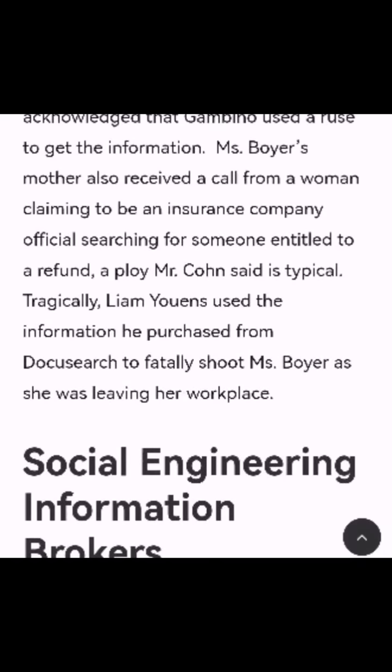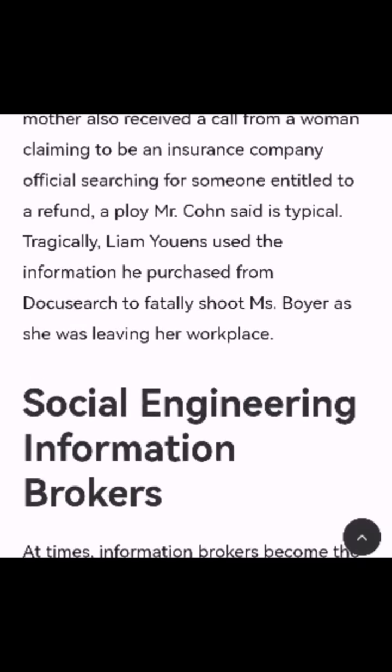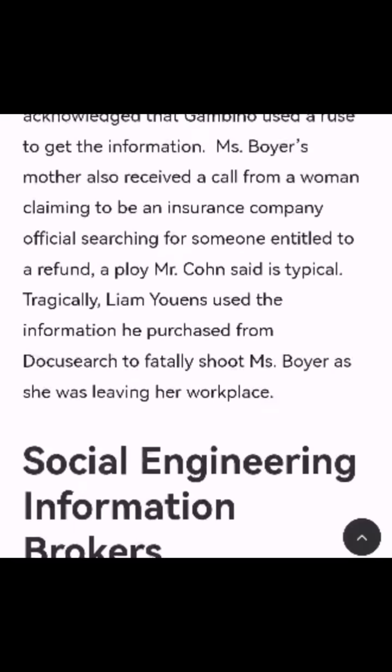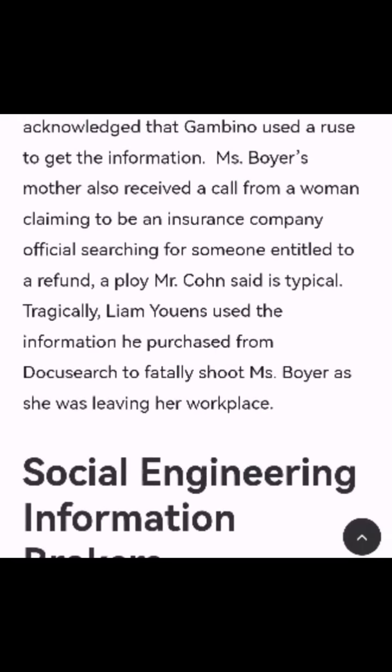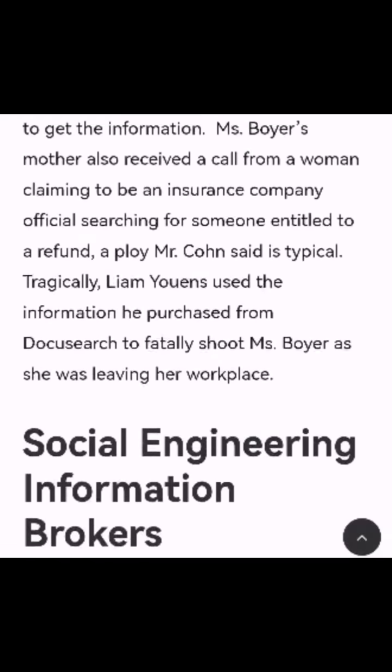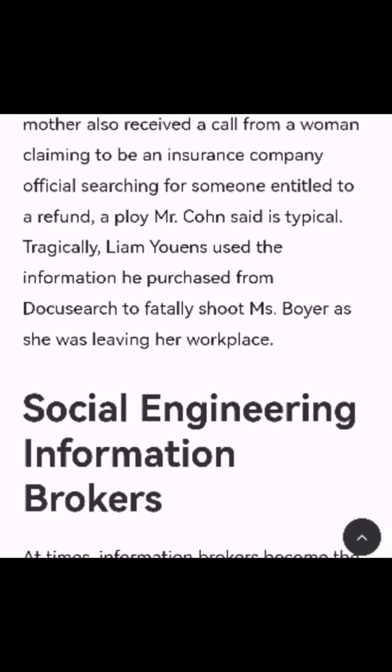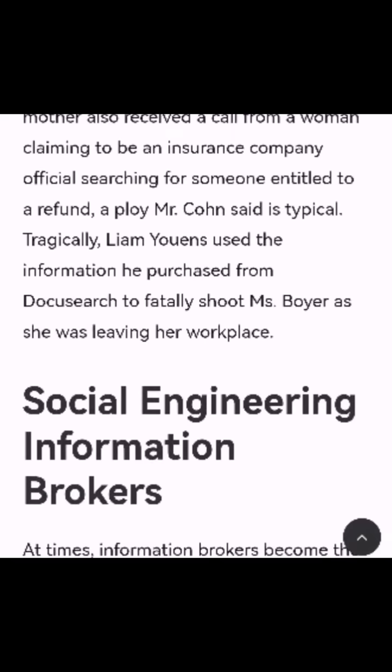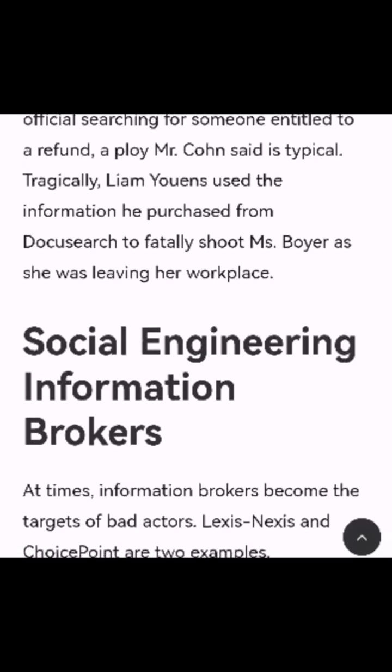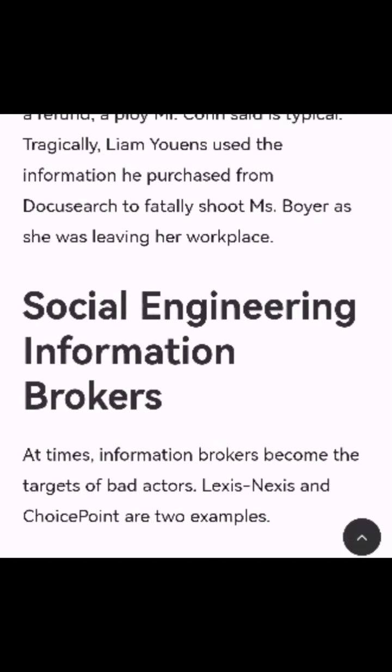Ms. Boyer's mother also received a call from a woman claiming to be an insurance company official searching for someone entitled to a refund. Mr. Cohen said this was typical. Tragically, Youens used the information he purchased from Docusearch to fatally shoot Ms. Boyer as she was leaving her workplace.